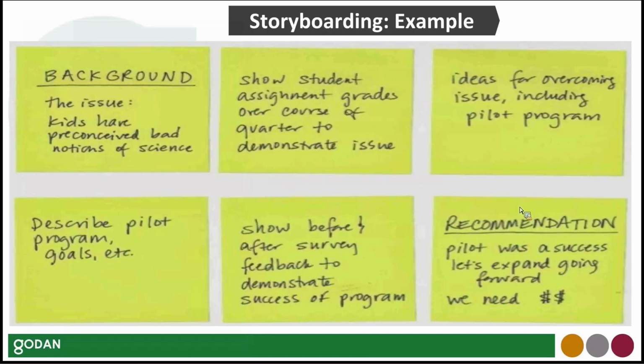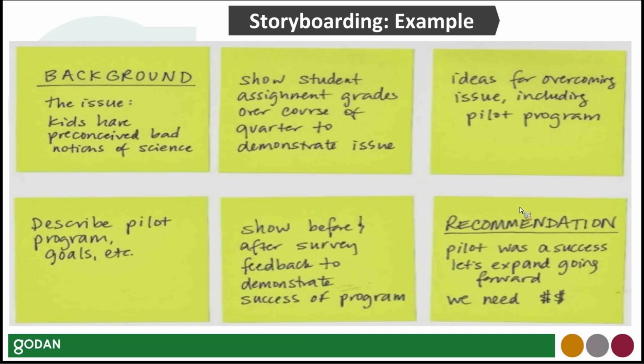So here is an example of storyboarding. Here you can see in the background the issue is that kids have preconceived bad notions of science. So that's the problem, the background part of it. You can see how the storyboarding builds upon that. The next part says to show student assignment grades over the course and quota to demonstrate the issue. So still it is building upon the preconceived notion of science.